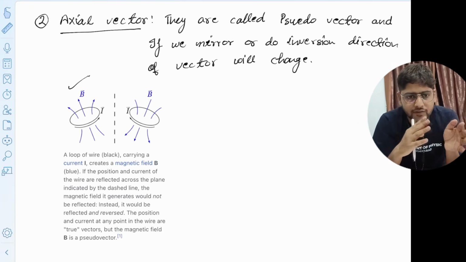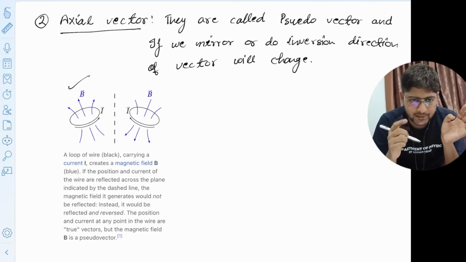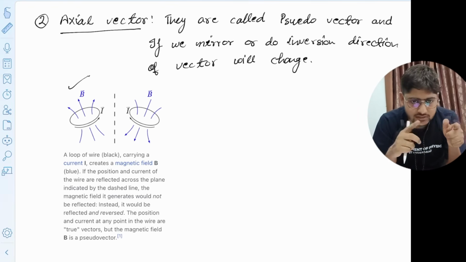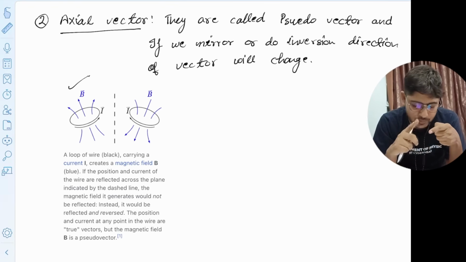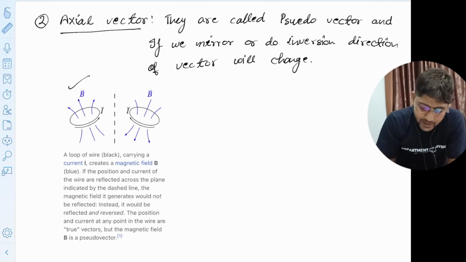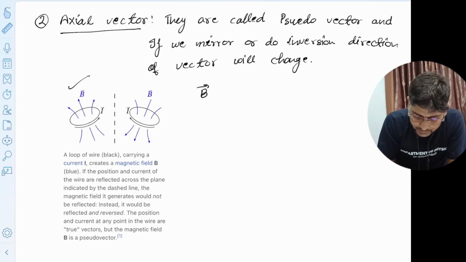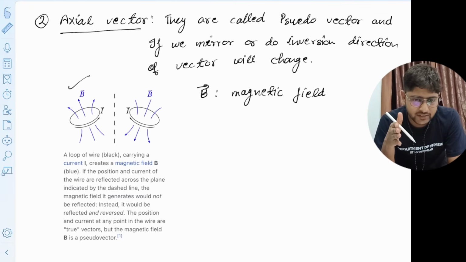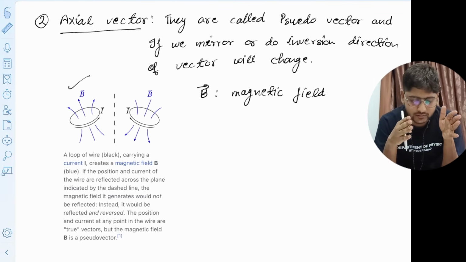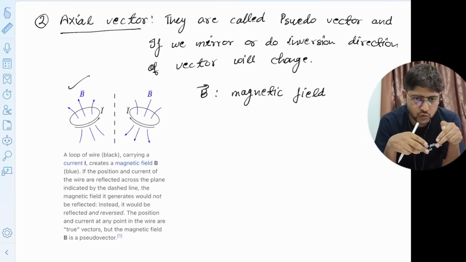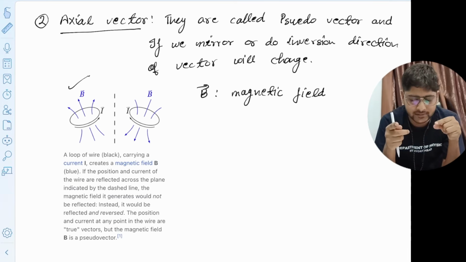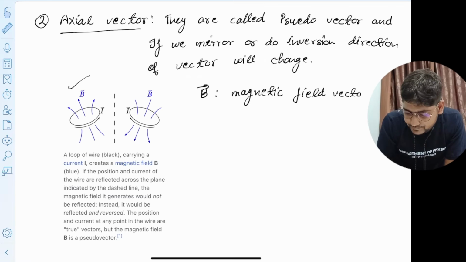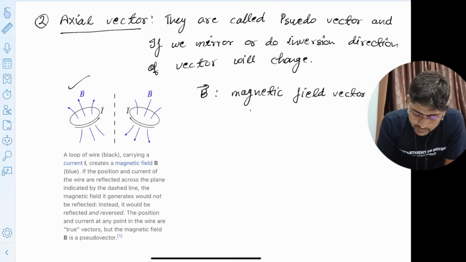So when we do inversion or mirroring in such cases, these vectors are called axial vectors, because when we do inversion or mirroring, they change their direction. Here B is our magnetic field. So when we do inversion in the current loop, the direction of the magnetic field is changing. That's why the magnetic field vector we can say is an axial vector.